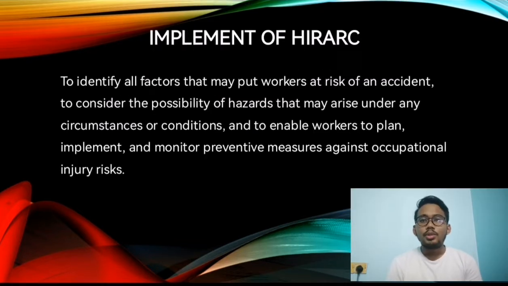For the next one, which is the implementation of HIRARC. What is the implementation of HIRARC? Implementation of HIRARC is to identify all factors that may put workers at risk of an accident, to consider the possibility of hazards that may arise under any circumstance or condition, and to enable workers to plan, implement, and monitor preventive measures against occupational injury risk.